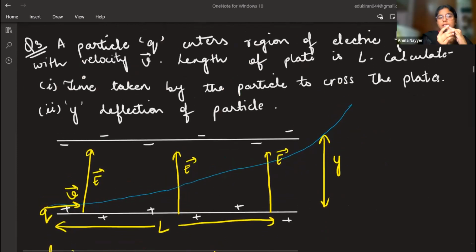Just have a look at this question. It says that a particle Q enters a region of electric field E with velocity V. The length of the plate is L. Length is given this time, L. This is not the separation between the plates. You have to find out the time taken by the particle to cross the plate and the y deflection of the particle.